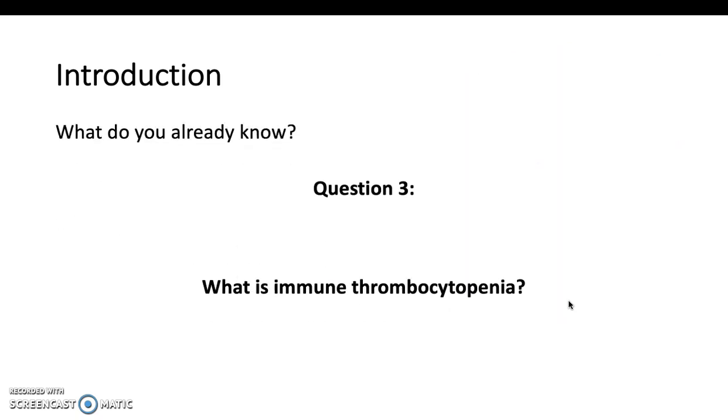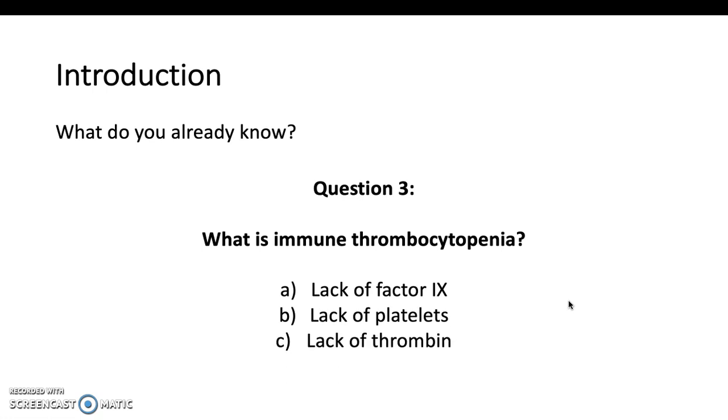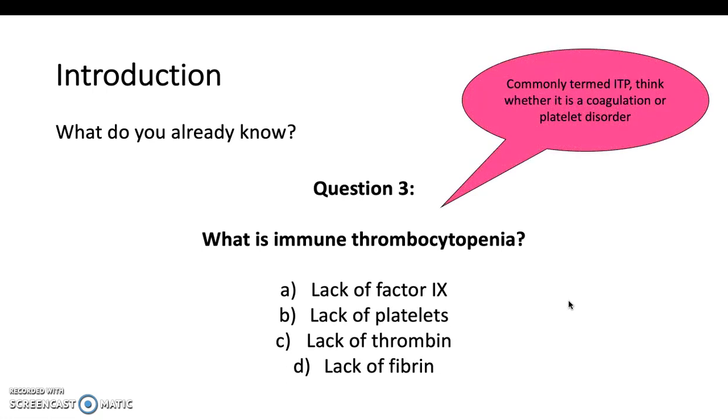Okay, last question. What is immune thrombocytopenia? You'd often hear it as ITP, and think about the definitions and whether it comes under coagulation or platelet disorder. So it's lack of platelets, and it's essentially a diagnosis of exclusion. And then 9, just as a side note, that would be haemophilia B. You may also hear it called Christmas disease.